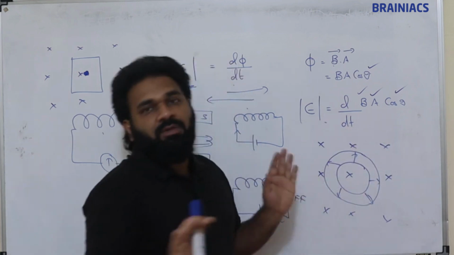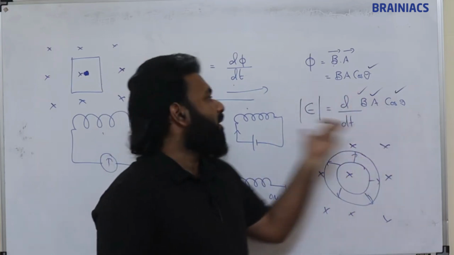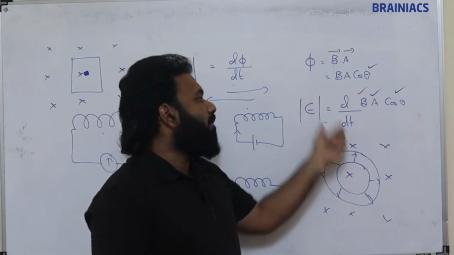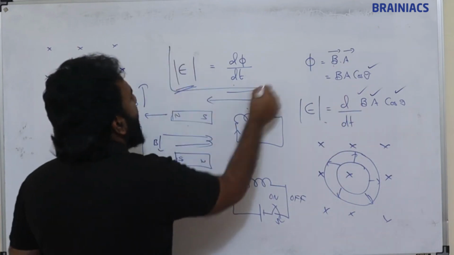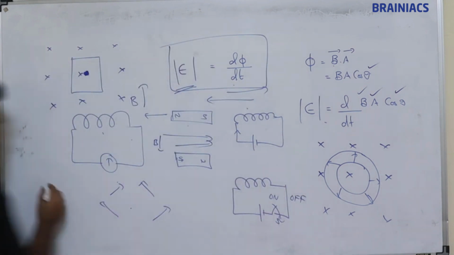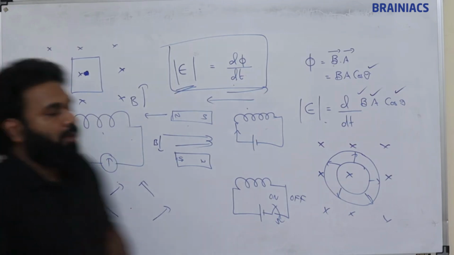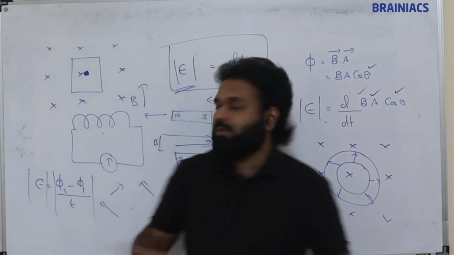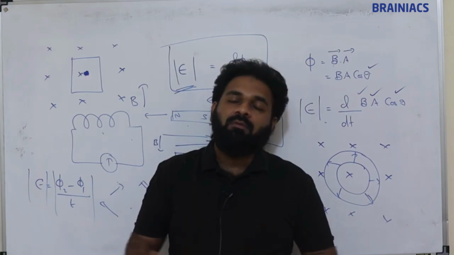Now the thing we need to understand is that the rate of change in flux is the EMF, d by dt of phi. This is instantaneous. We can also write it like this: EMF is equal to phi 2 minus phi 1 divided by the time duration. I am putting only the magnitude here, with mod, because one negative sign will come there, which we will study.